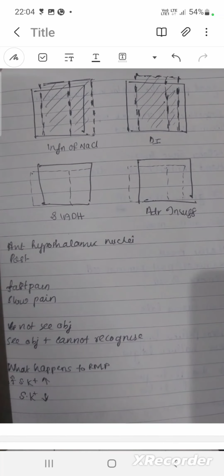Then next is anterior hypothalamic nuclei and posterior. Posterior causes shivering in response to cold. Anterior is the opposite. Fast pain is A delta, slow pain is C, that is postganglionic sympathetic fibers. If you are not able to see an object, then it is visual cortex area number 17. You can see but not recognize, 18 and 19, the association areas.